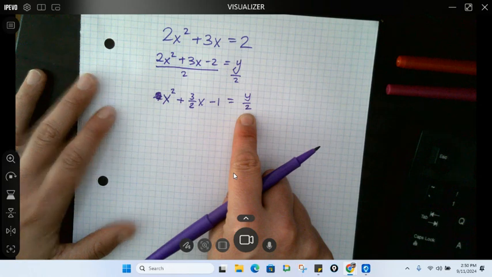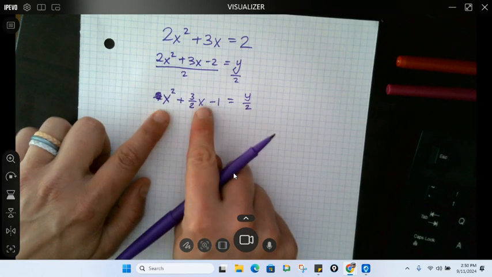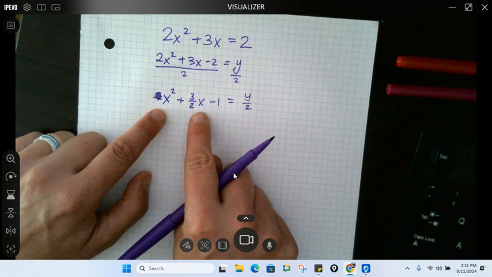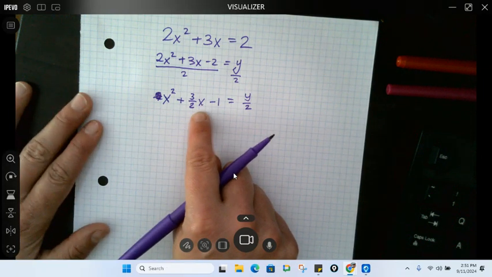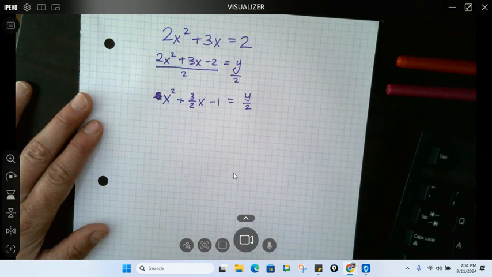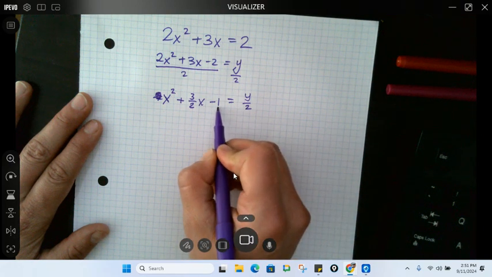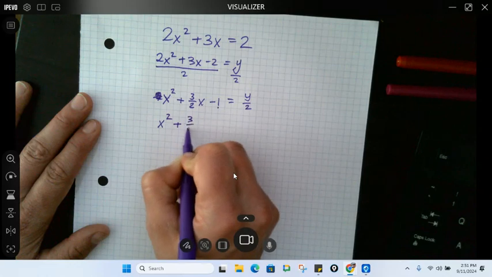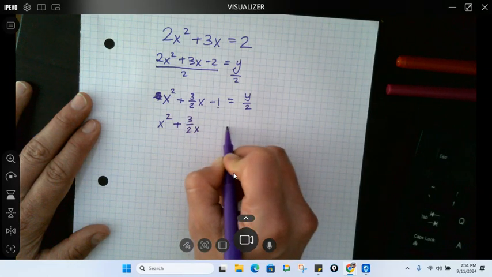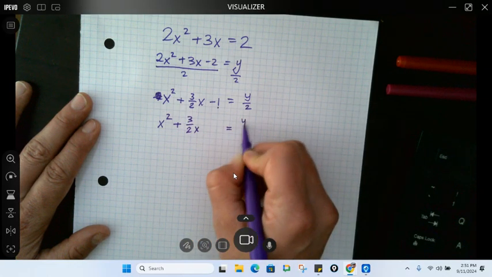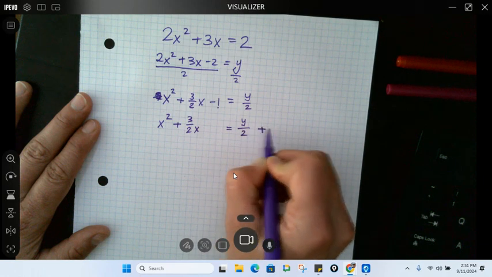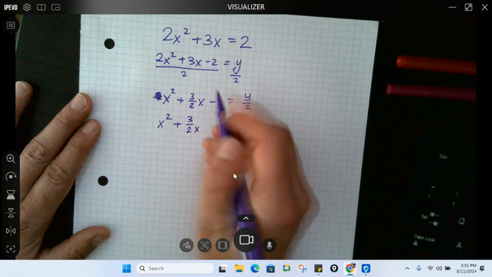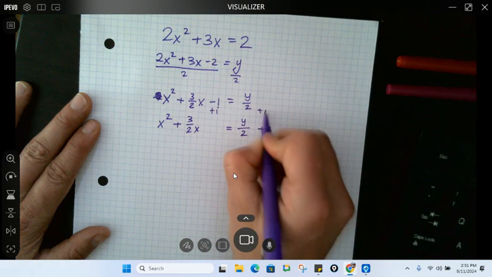So to complete the square, my job is to figure out on this side, I want to factor it, and I want it to be factored into a perfect square. So right now, this 1 is what's throwing us off. So I'm going to move this 1 to the other side. So x squared plus 3 halves x, I'm purposefully leaving a blank space right there. And I'm moving that 1 to the other side, so I would add 1, add 1.